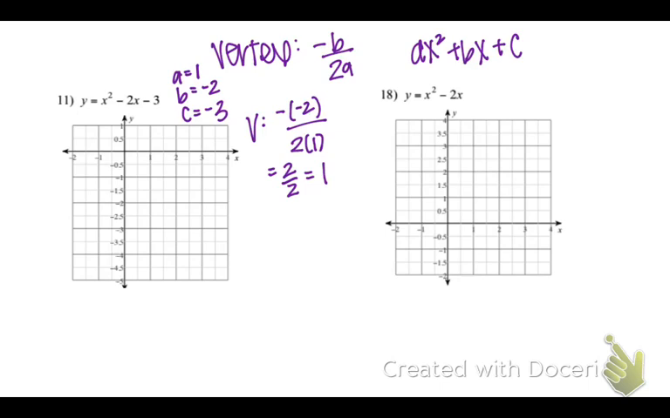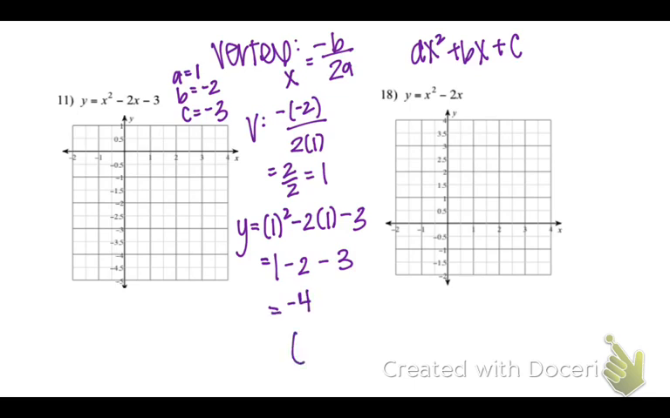Okay, and that is our x value. To find the y value, I'm going to plug that back in. So y equals 1 squared minus 2 times 1 minus 3, which is 1 minus 2 minus 3, which is -4. So the vertex is at 1, -4. So let's just draw that 1, -4. That's going to be right here.